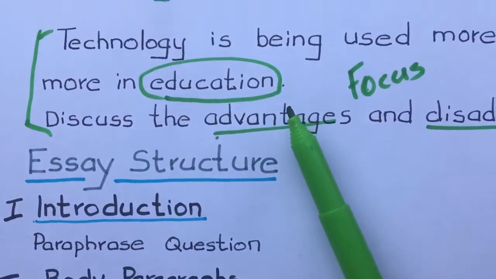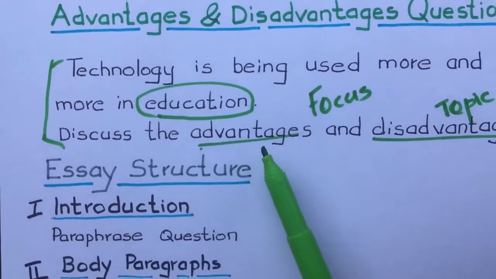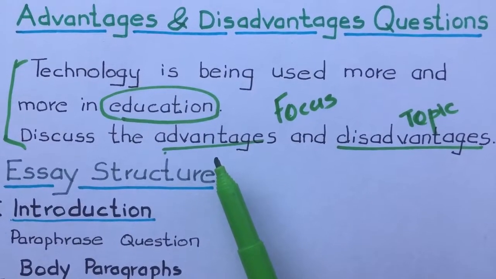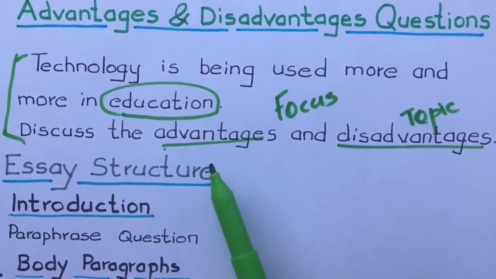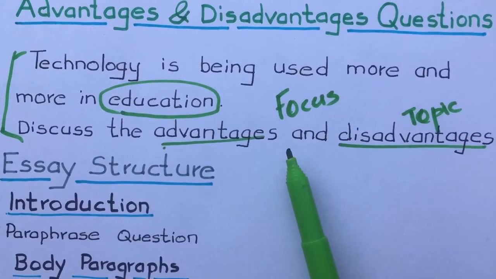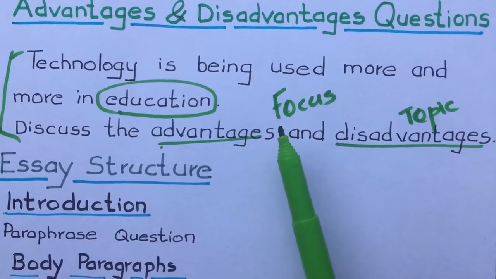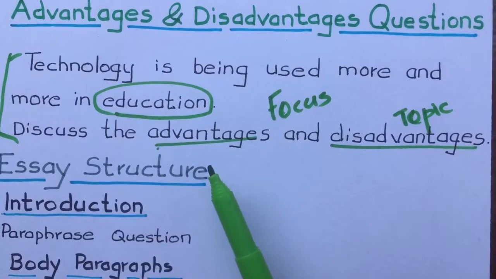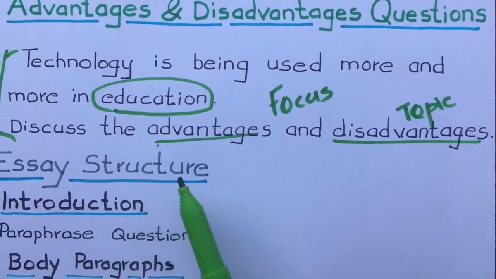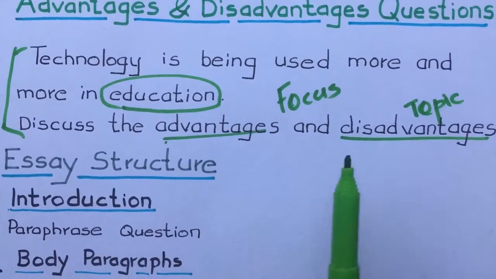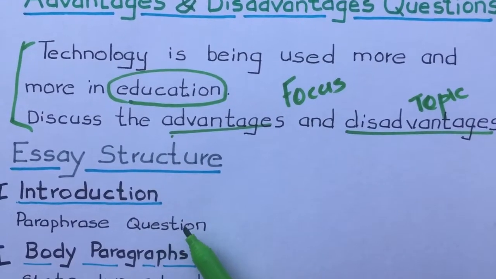So you can say that technology in education is very popular nowadays. It is a simple focus. And there are many advantages and disadvantages. Of course, I am going to discuss a few advantages and a few disadvantages. So that would be your introduction.